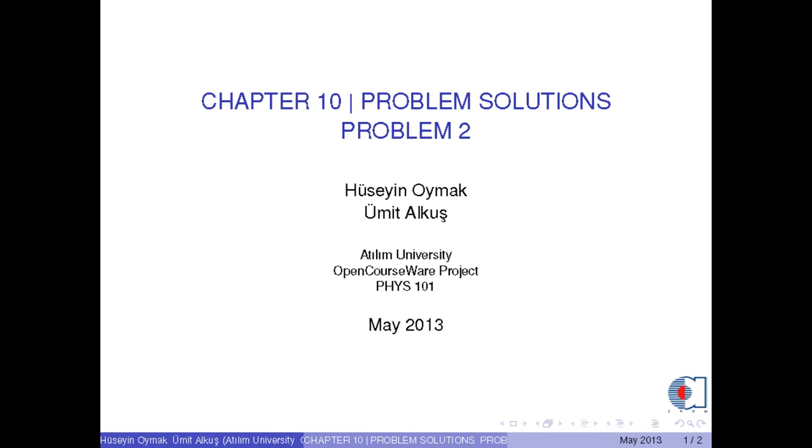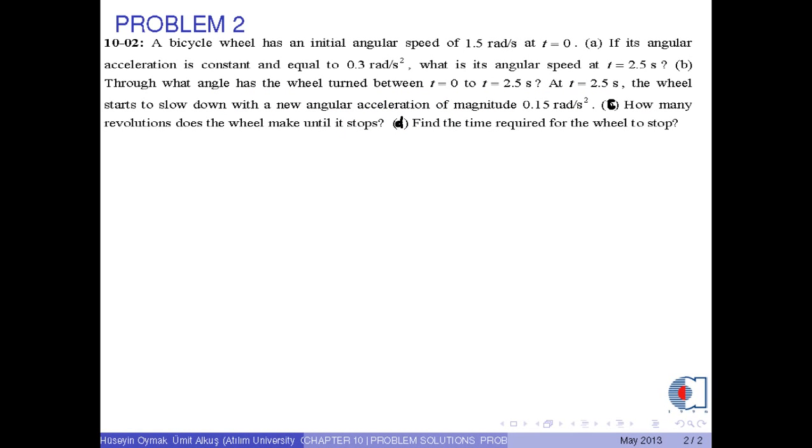In this video, we will solve one problem in Chapter 10. A bicycle wheel has an initial angular speed of 1.5 radians per second at time t equals 0. The questions are: A. If its angular acceleration is constant and equal to 0.3 radians per second squared, what is its angular speed at time t equals 2.5 seconds? B. Through what angle has the wheel turned between t equals 0 to t equals 2.5 seconds?